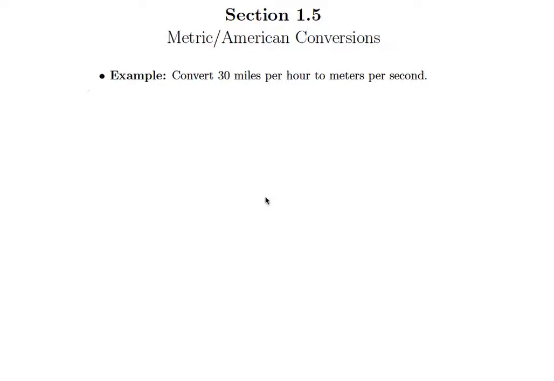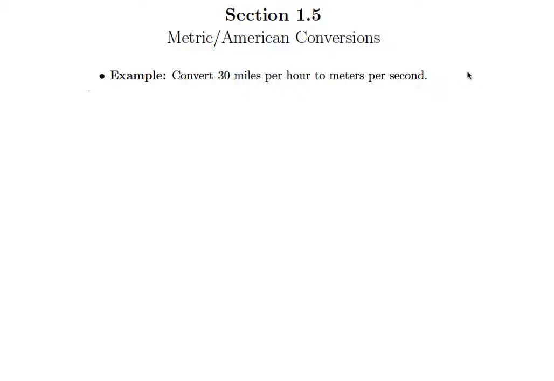In this lesson, we're going to look at converting a rate in between the metric and American systems. We've already seen the conversion of rates earlier on in just the American system, but we're going to take a look at it here as well because these are kind of tricky problems, and so it's good to get a little more practice with them. So we're going to convert 30 miles per hour to meters per second.